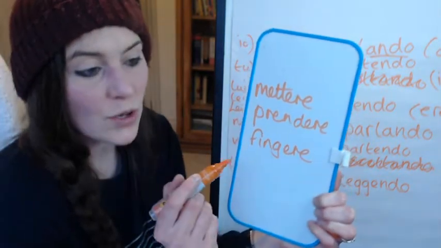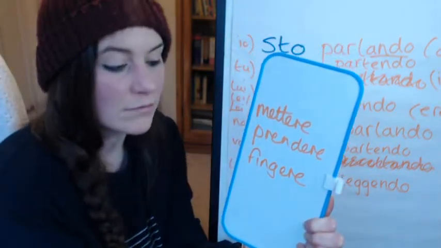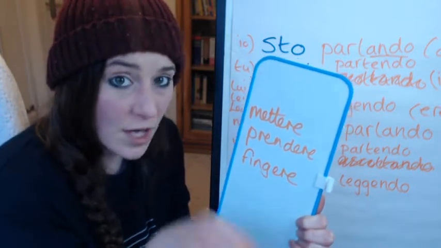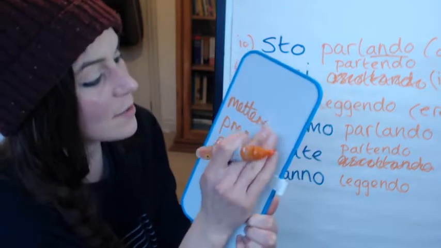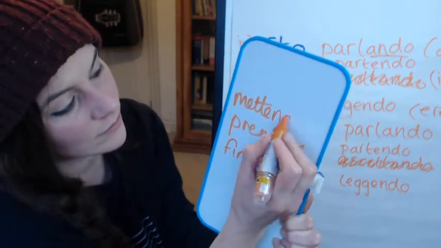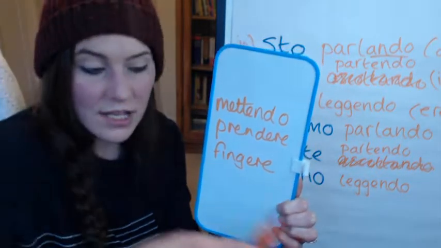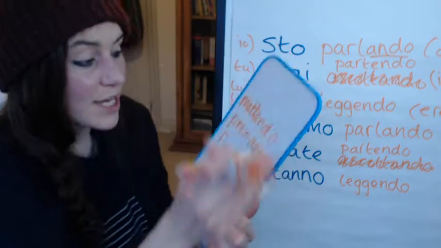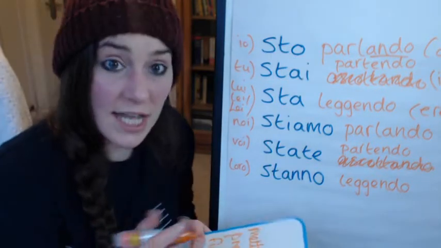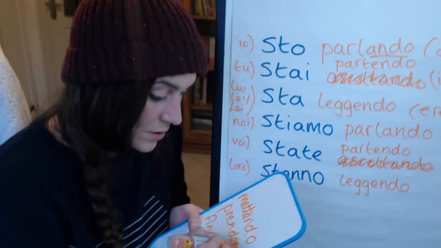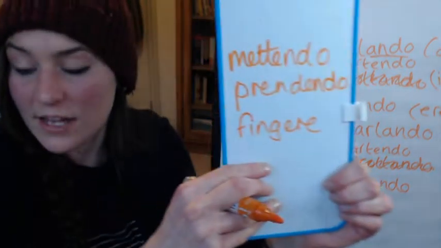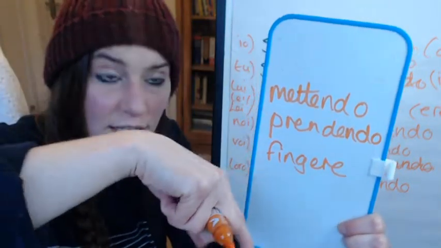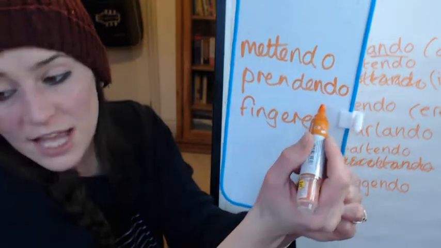Sto mettendo la penna qui. I'm putting the pen here. I am in the middle of doing that right now. So mettere becomes mettendo. Prendere diventa prendendo. Sto prendendo qualcosa. Sto prendendo il treno, per esempio. When you take the train, you use prendere, just like we do in English, even though you're not physically taking it, you're getting on it, which is a bit strange, but prendendo.